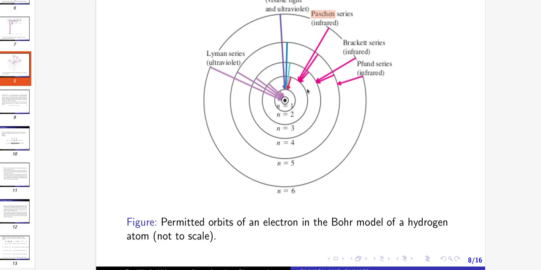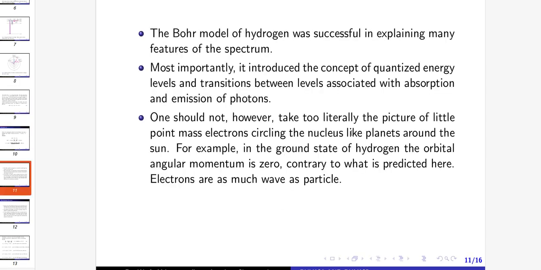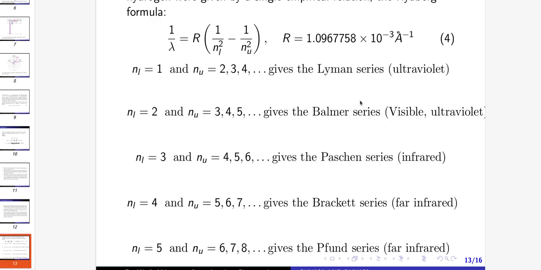Now for the Lyman series, n_l equals 1. For the Balmer series, n_l equals 2. For the Paschen series, n_l equals 3. For the Brackett series, n_l equals 4. And for the Pfund series, n_l equals 5. So these were the 5 that were given names.